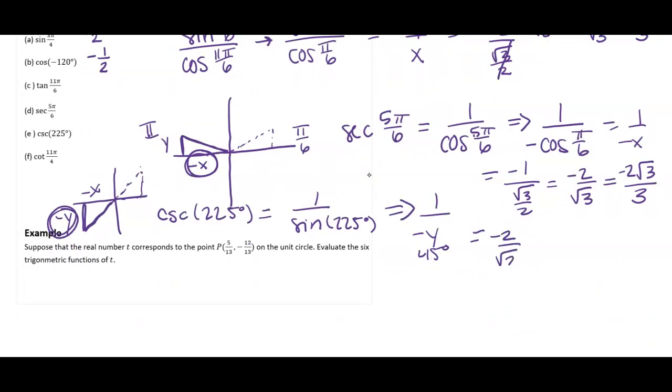It's 1 over -√2 over 2. Let me write that. And then I took the reciprocal. And then you end up getting that that's the negative square root of 2 when you simplify.